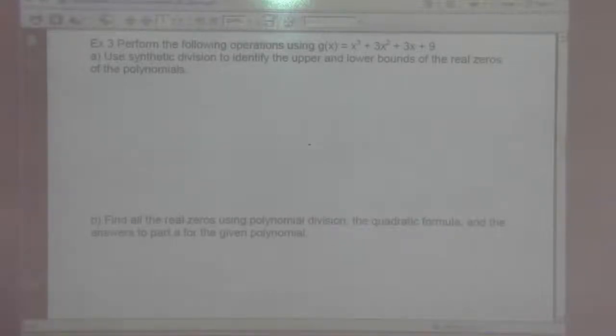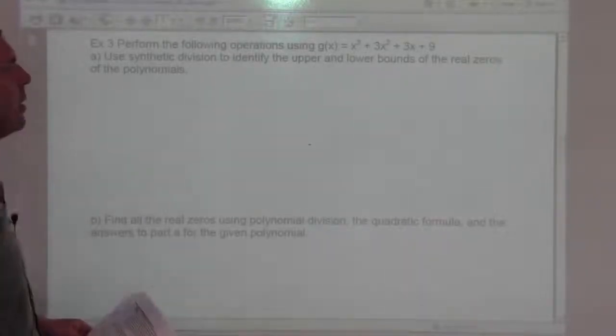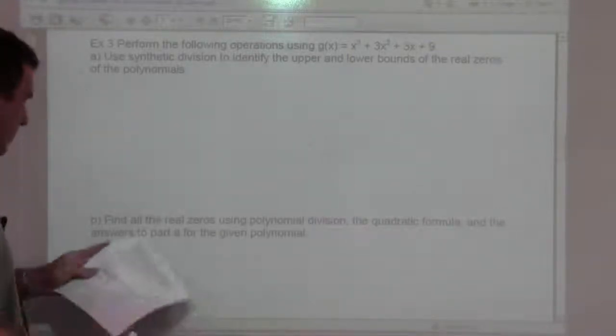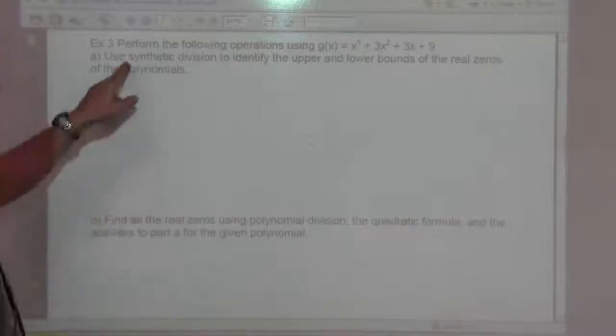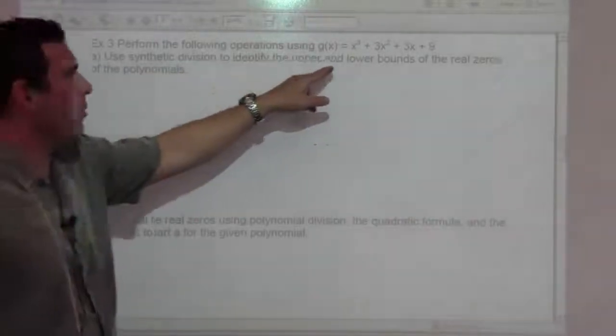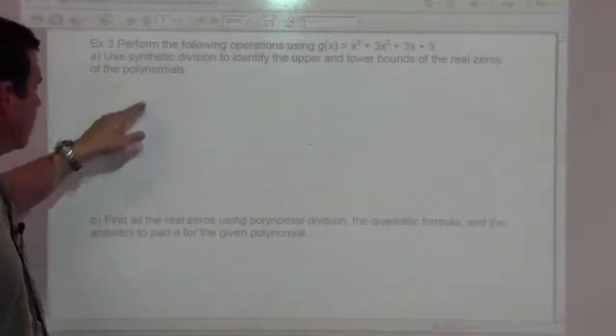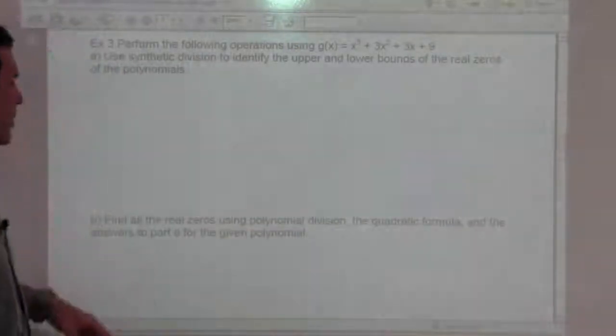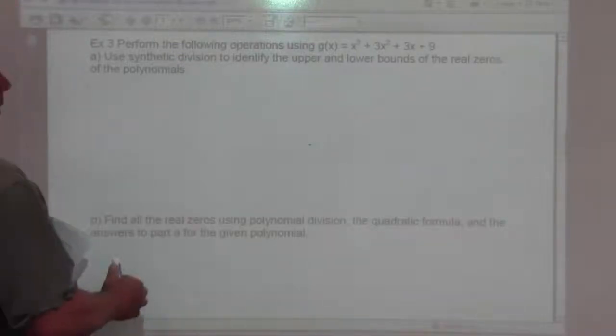Perform the following operations using g of x equals x cubed plus 3x squared plus 3x plus 9. First thing, use synthetic division to identify the upper and lower bounds of the real zeros of the polynomial, and then find all the real zeros using polynomial division, quadratic formula, and so on. And the answers to part A.